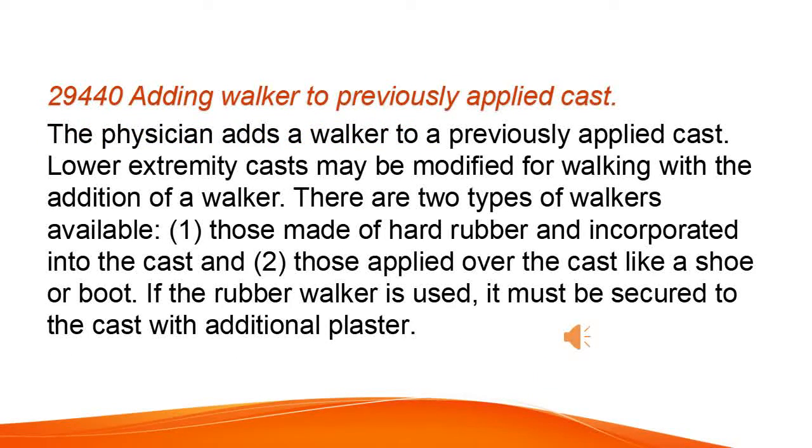Adding walker to previously applied cast. The physician adds a walker to a previously applied cast. Lower extremity casts may be modified for walking with the addition of a walker. There are two types of walkers available: one, those made of hard rubber and incorporated into the cast, and two, those applied over the cast like a shoe or boot. If the rubber walker is used, it must be secured to the cast with additional plaster.